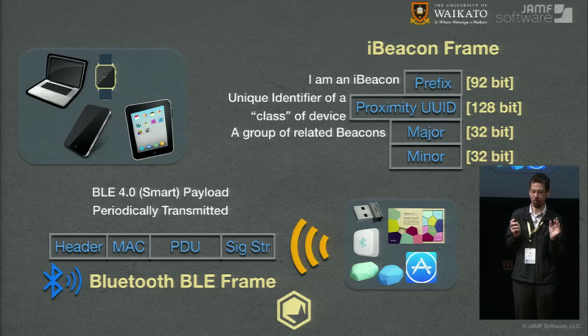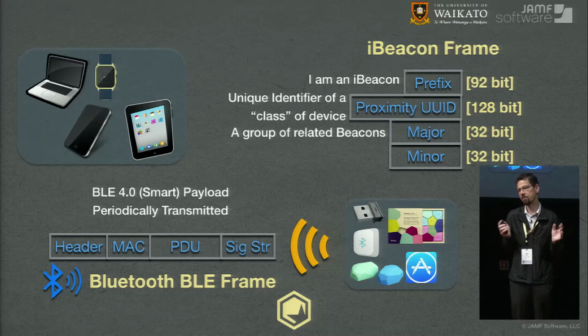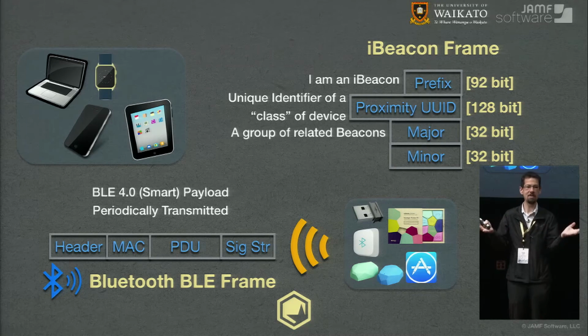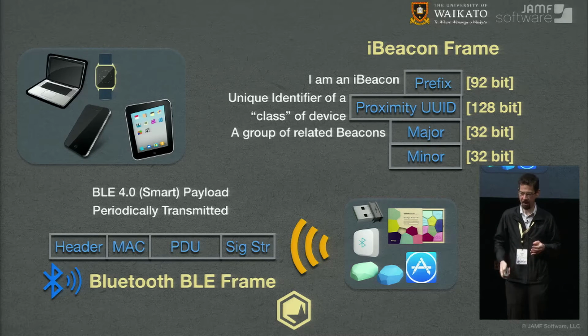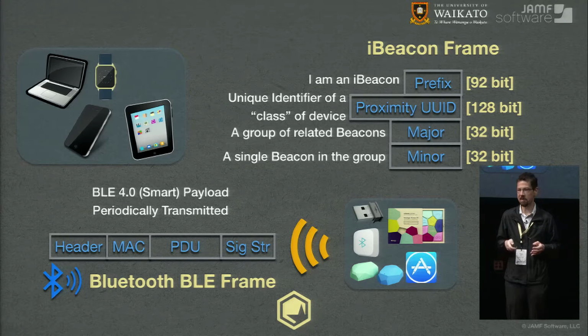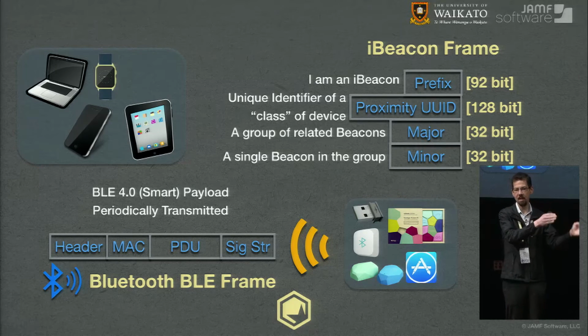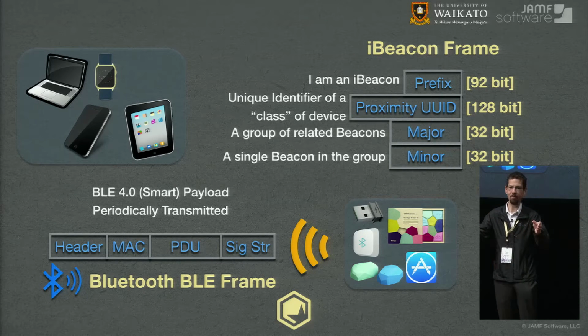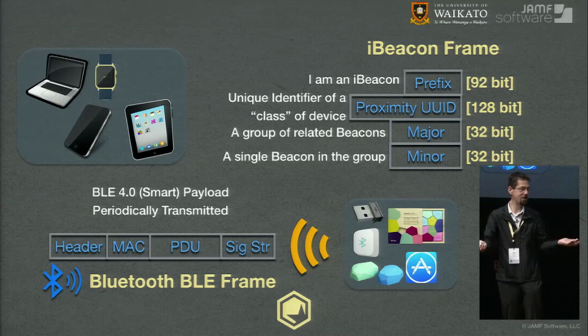The major number is a simple 32-bit number that interrelates a group of beacons within that class, that company. And finally, the minor code is used for designating a specific beacon. So basically, the whole thing is just, I'm a beacon, the rest of it is some kind of unique identifier for that beacon, but there's contextual information inside it, just like you get with an IP address, you know?